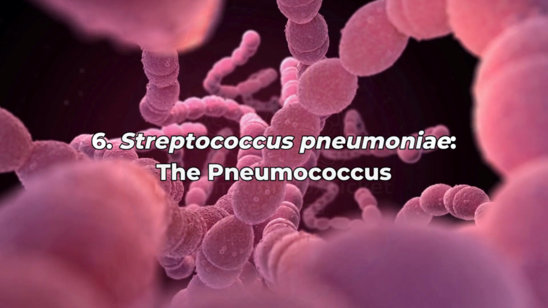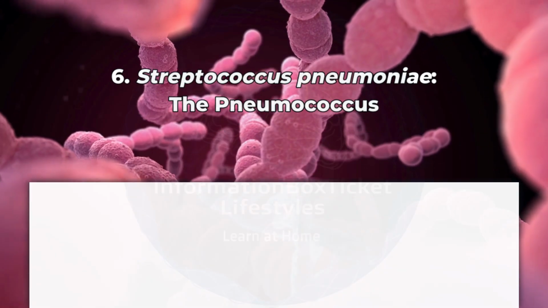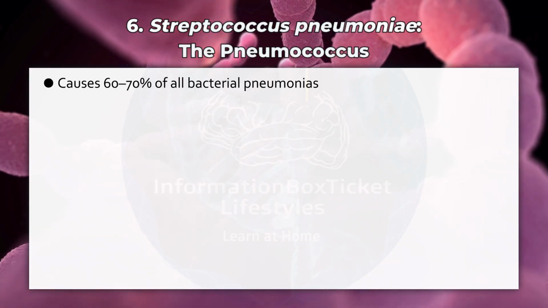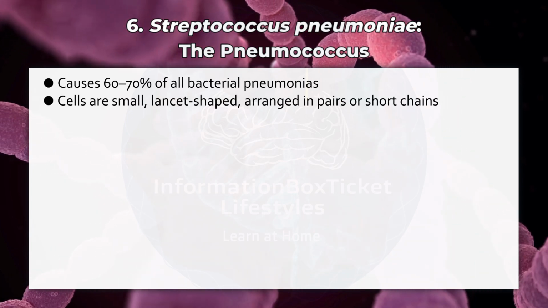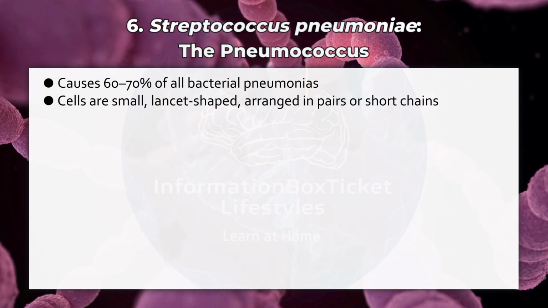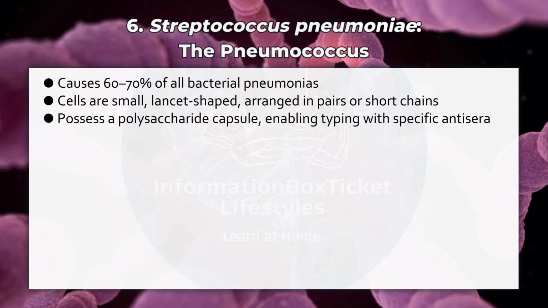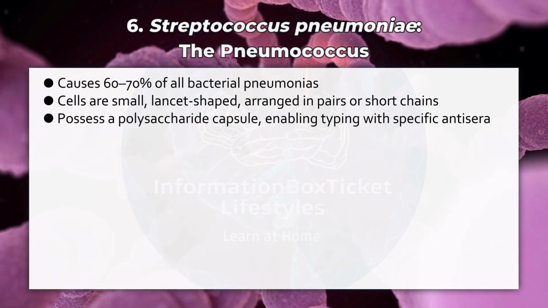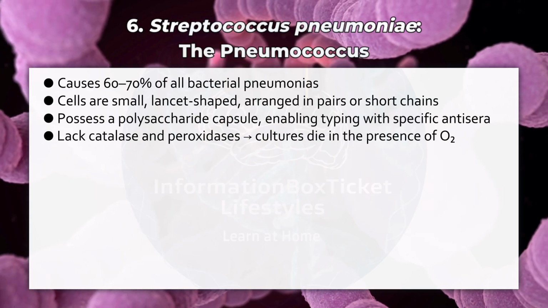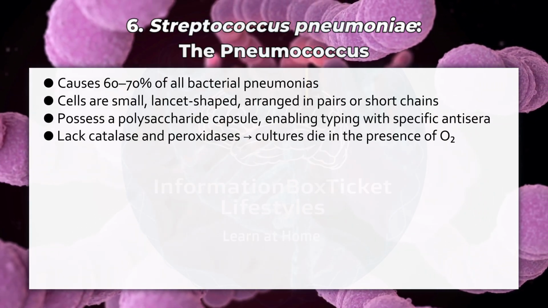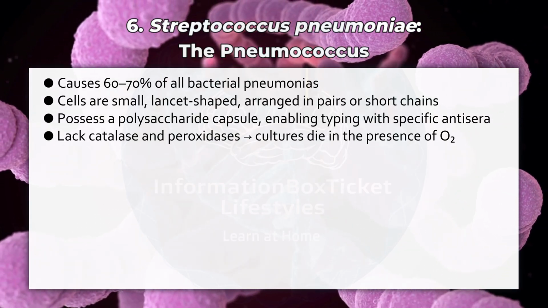Streptococcus pneumoniae, the pneumococcus, causes 60 to 70% of all bacterial pneumonias. Cells are small, lancet-shaped, arranged in pairs or short chains, and possess a polysaccharide capsule, enabling typing with specific antisera. They lack catalase and peroxidases. Cultures die in the presence of O2.